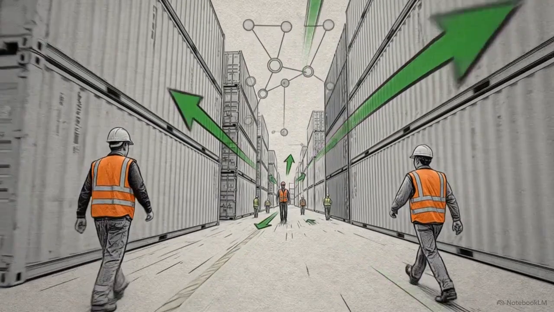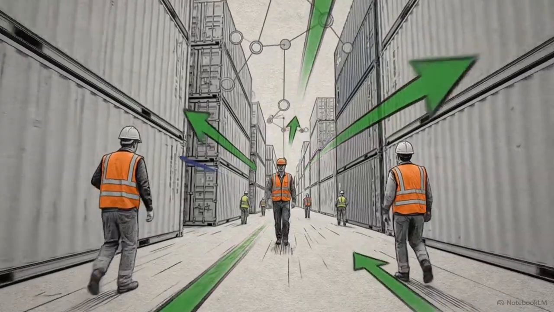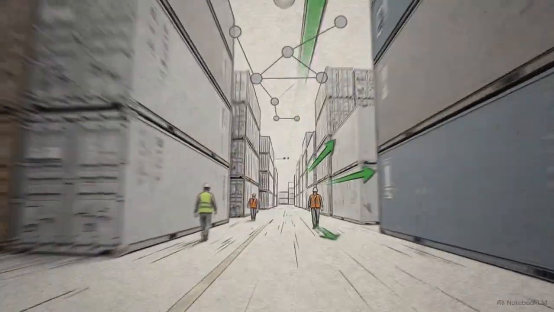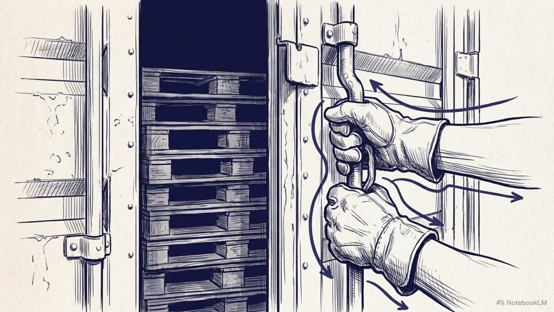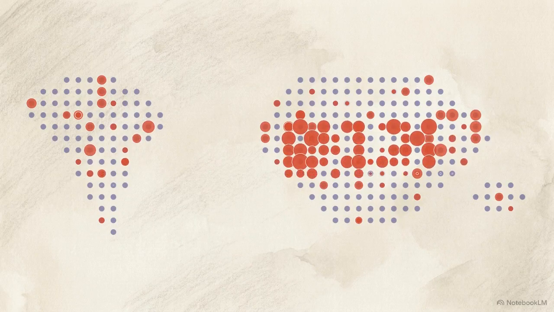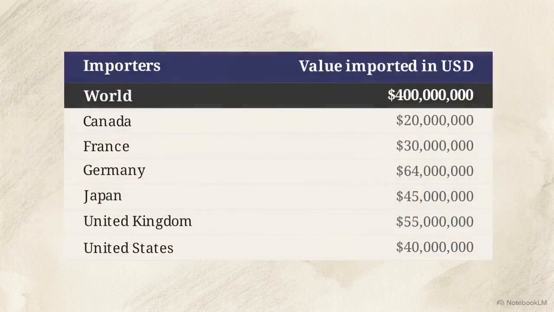If your goal is to sell your product to the world, your sole objective right now is to track the behavior of the buyers. You need to see who is bringing goods in. Leave the country field entirely blank for now, then hit search. This generates a complete global view of every nation importing your product.